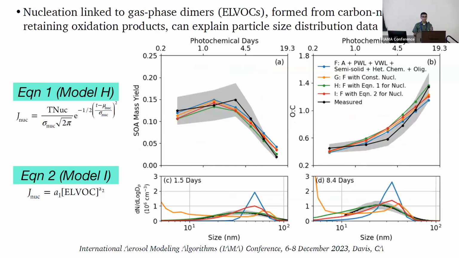Okay, so now if we employ these different nucleation schemes inside the flow tube, our mass yield and our O2C comparisons don't really change, but we start to see some improvements in our size distribution. And it seems like a nucleation scheme that is linked to the production of low volatility organic compounds or extremely low volatility organic compounds can help us bridge that gap. Again, making the point that there's information embedded within the particle size distribution that can be harnessed to try and constrain both processes and properties.